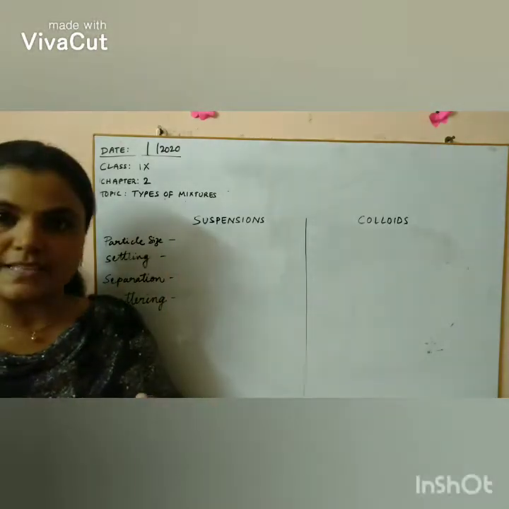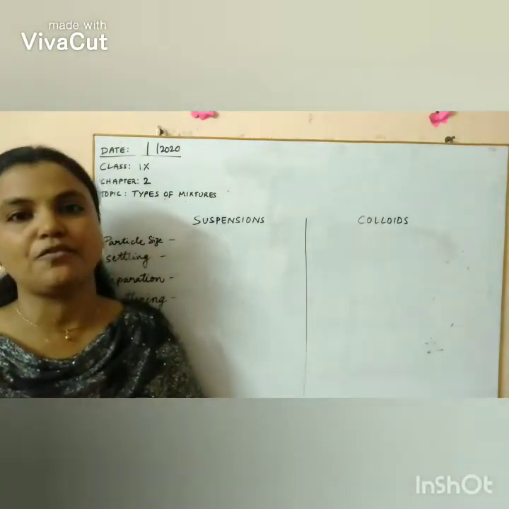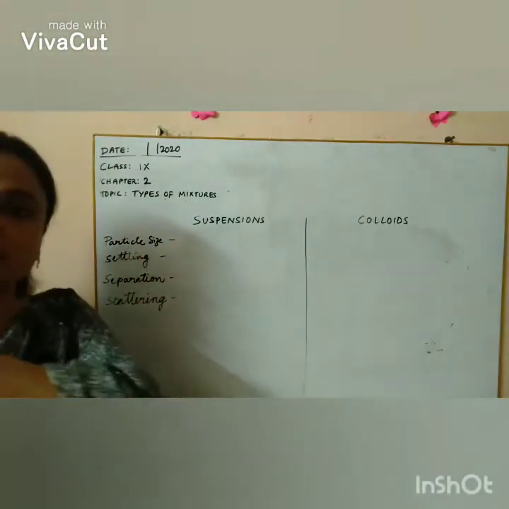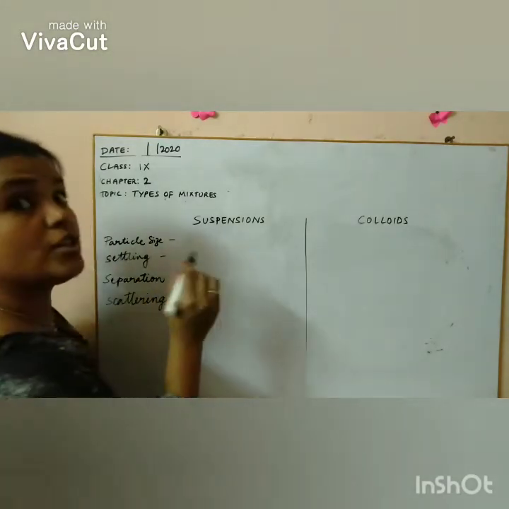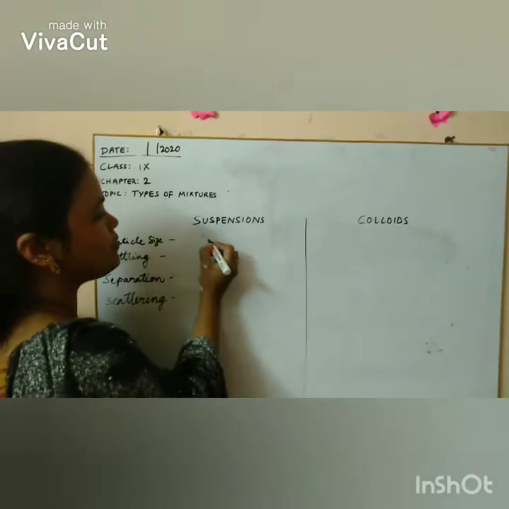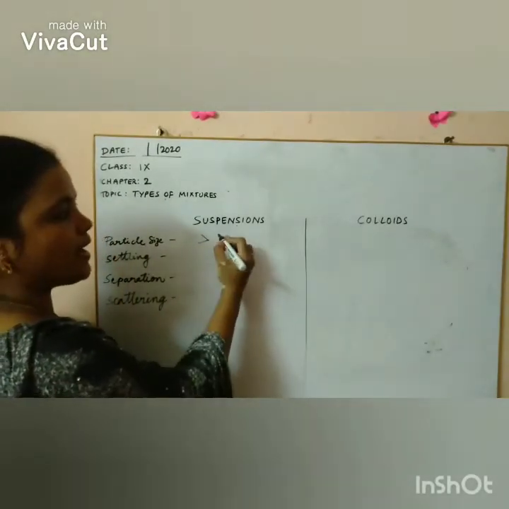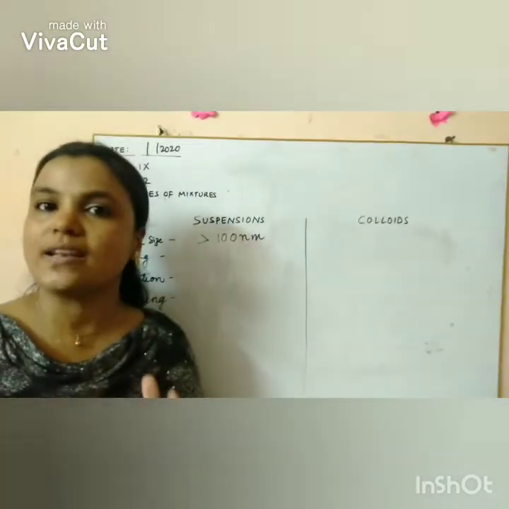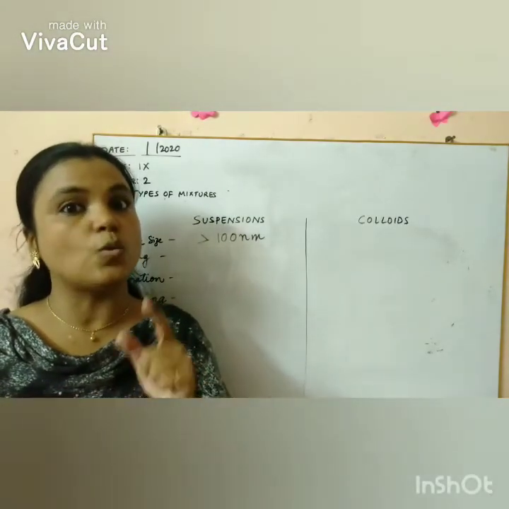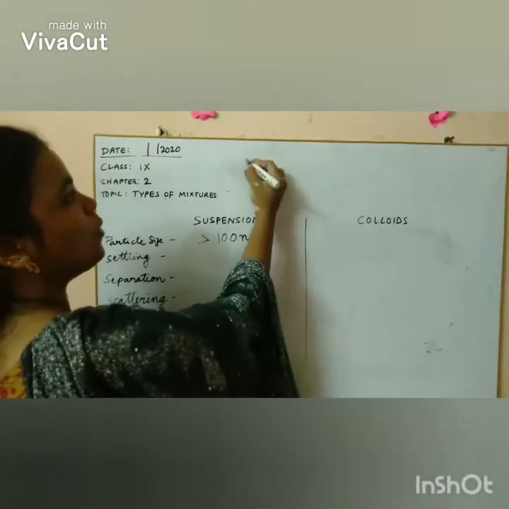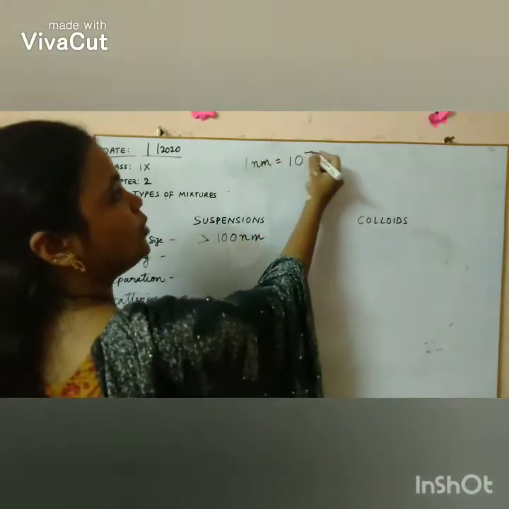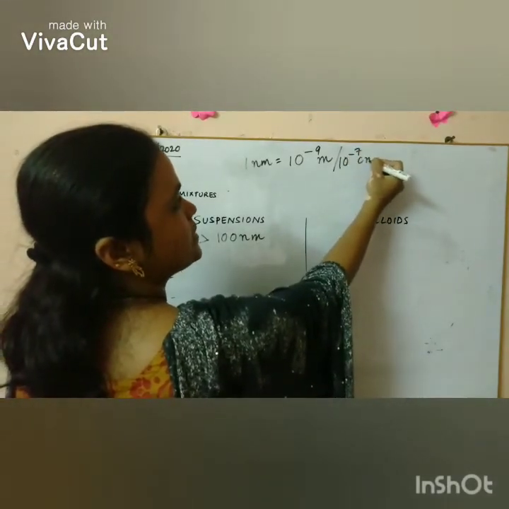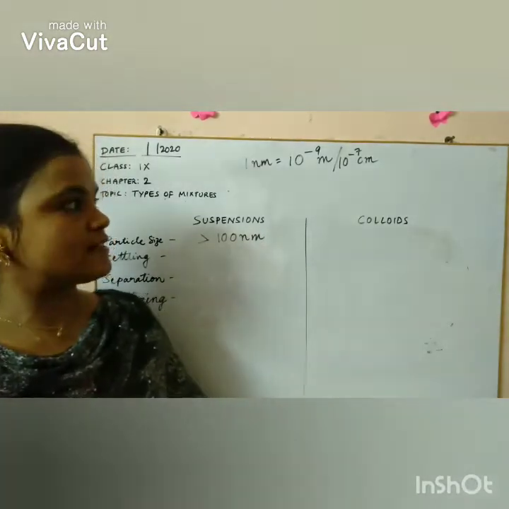Speaking of which, particle size is the main determining factor between suspensions and colloids. So here, the particle size in a suspension is greater. In terms of nanometers, I can say that the particle size is greater than 100 nanometers. Now, how much is 1 nanometer, children? We all know that it is one billionth of a meter. That means 1 nanometer is equal to 10 to the power of minus 9 meters, or in centimeters, I can say that it is 10 to the power of minus 7 centimeters.